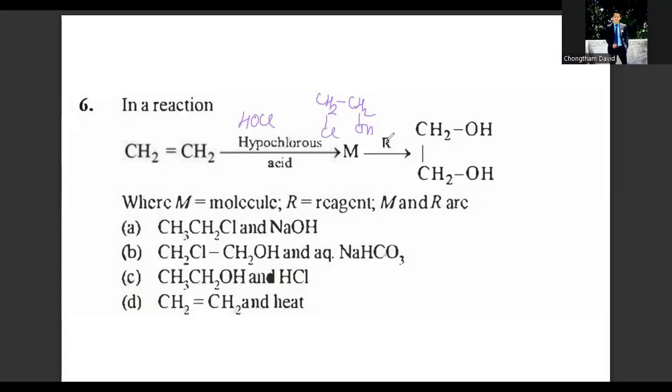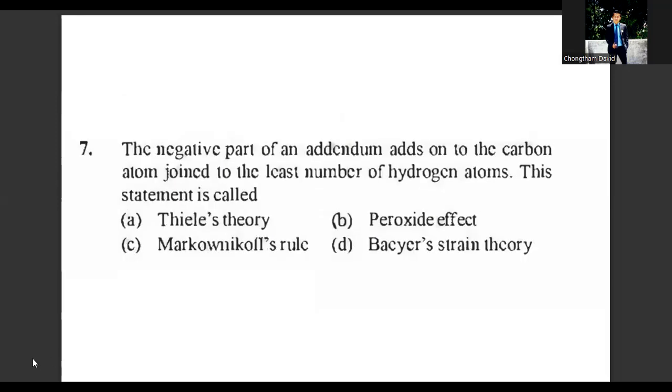Further react this with R. So likely R must be a bicarbonate. Sodium bicarbonate when treated with this M will give your ethylene glycol. Okay, so answer for question number 6 will be B. Question number 7. The negative part of the addendum goes to the carbon with less number of hydrogen. This is called Markovnikov's rule.